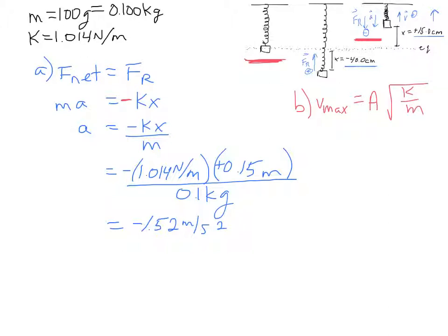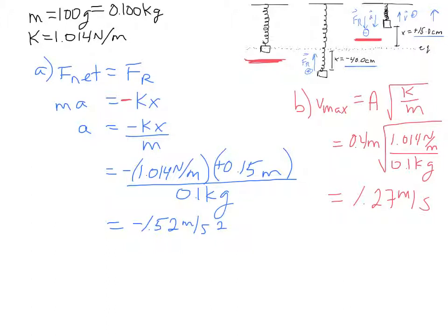We will put in our numbers here. We will have 0.4 meters multiplied by the square root of 1.014 newtons per meter over our 0.1 kilogram, and we have to take the square root of all of that. We will get an answer of 1.27 meters per second. Again, the direction doesn't matter a lot here, because when it's going in a downward direction, it'll be negative, and when it's going in an upward direction, it'll be positive, but the speed will be the exact same at equilibrium either way.